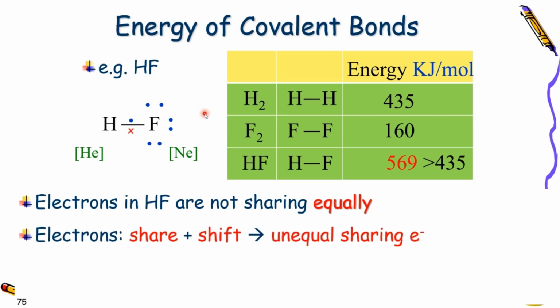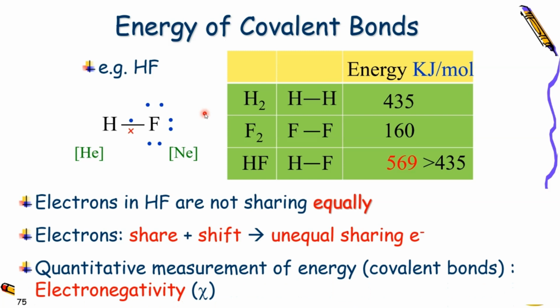So they think that these electrons might be shared with each other, but they shift to the place where they like. For example, in this case, these 2 electrons shift close to the fluorine atom. So it's not equal sharing. And the reason we think is because of electronegativity. We call it chi. I hope you remember this term.